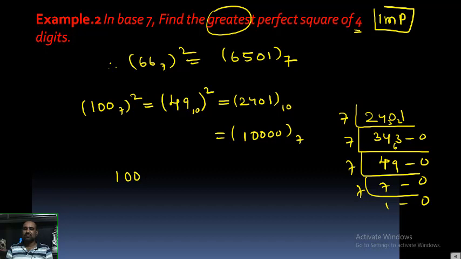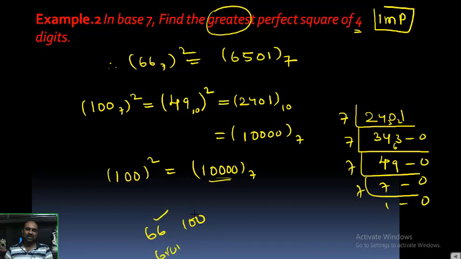The square of 100 base 7 is nothing but 10000. What is the meaning of this? It is also a perfect square number, but not a 4-digit number, it is a 5-digit number. So finally, what is my conclusion? After 66 comes 100 only; the square of 66 is 6501 and the square of 100 is 10000. So this is the largest 4-digit perfect square number in base 7. That should be written at last.